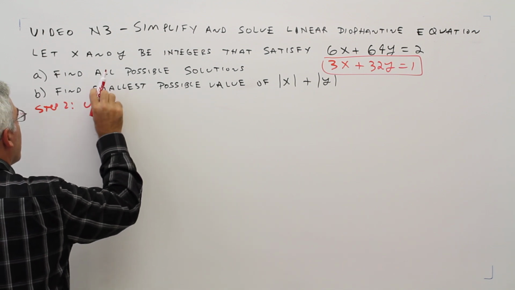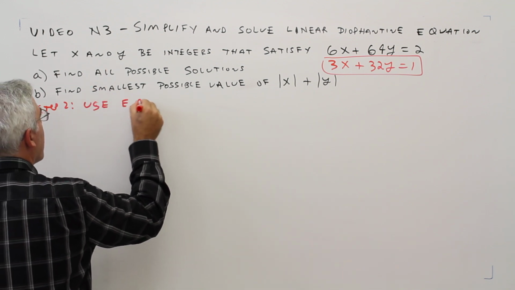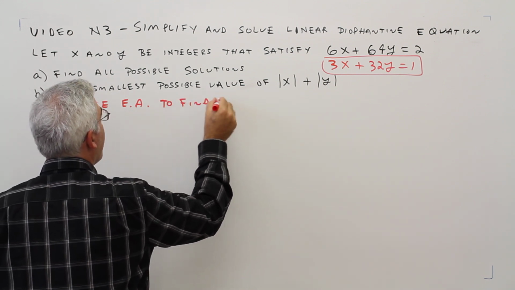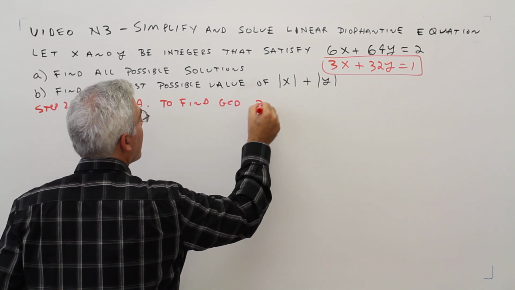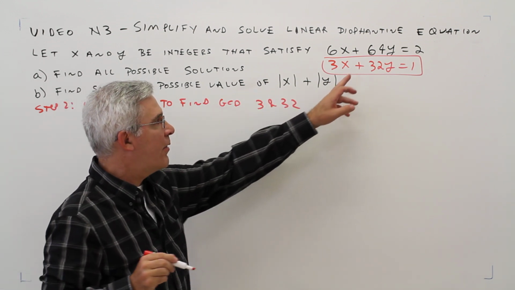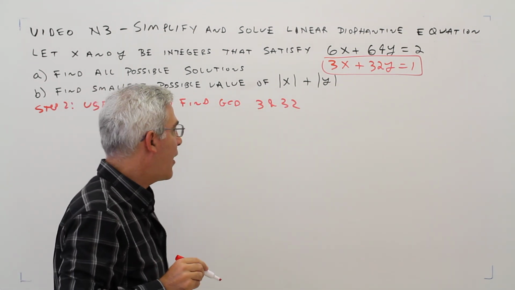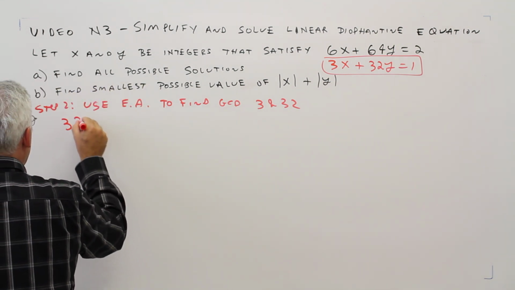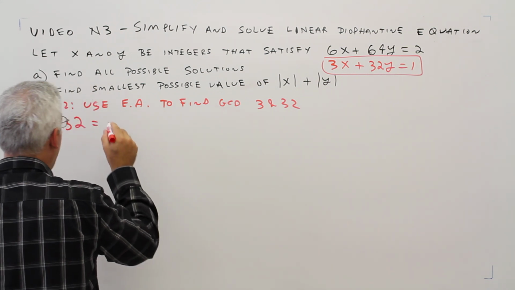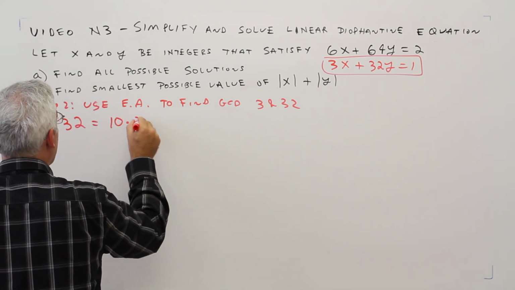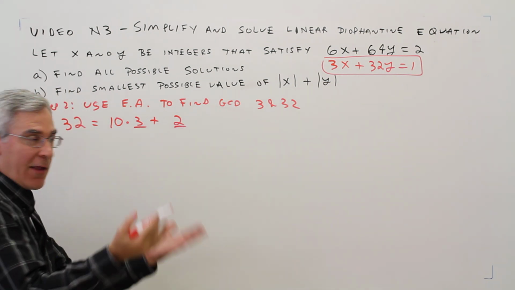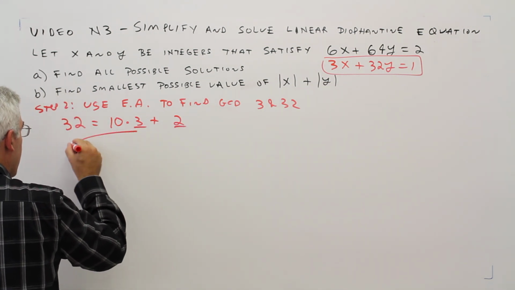Use the Euclidean algorithm to find the greatest common divisor of 3 and 32. Remember, this is the problem we're using now. Again, I start with the larger. So 32 equals 10 times 3 plus 2. Then I take those underlines, bring them over.